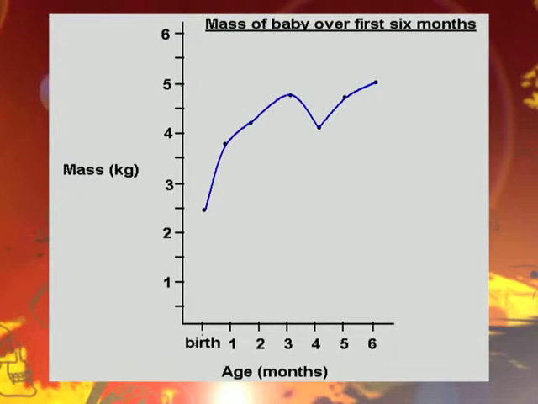Now can you interpret the information from this graph? Nandi's baby became sick during the first 6 months. Can you tell from the graph how old the baby was when it became ill? Nandi's baby became ill at about 4 months because the line drops, showing a decrease in mass. Has the baby recovered? Well, Nandi's baby recovered because the line shows an increase in mass, which probably means that the baby regained its health.